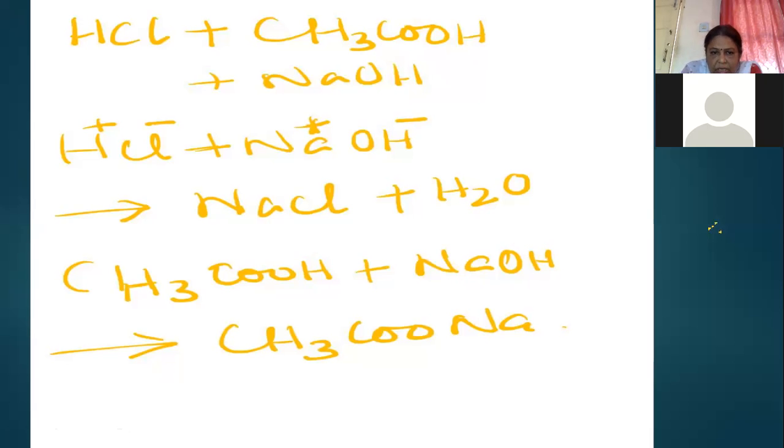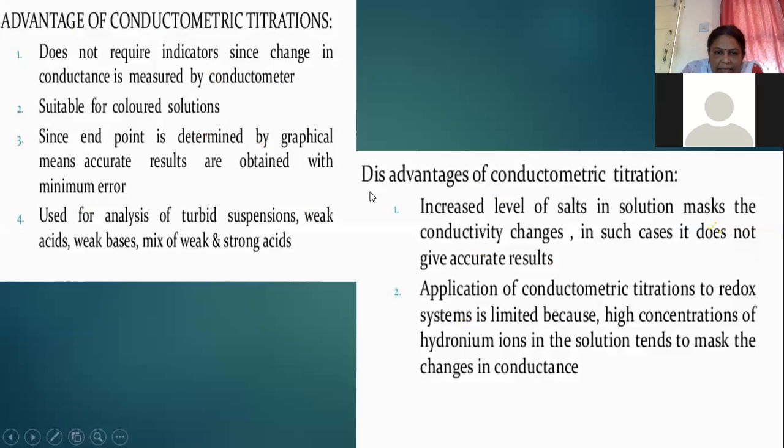So in this solution now, the OH minus ion comes into play. The OH minus ion concentration increases in the solution because of the extra amount of sodium hydroxide added to the solution. So again the conductance of the solution slowly starts increasing due to the presence of excess OH minus ion. OH minus again has higher mobility than the sodium ion.